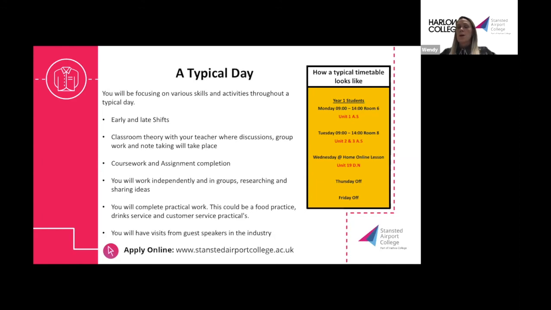Examples of the practical work you may undertake: it could be a food practical, preparation of some food within our skills kitchen, delivering a drink service, or a role play with regards to customer service practicals. There will also be a number of visits from guest speakers in industry and also demonstrations from some of our key business partners. Next slide, please.